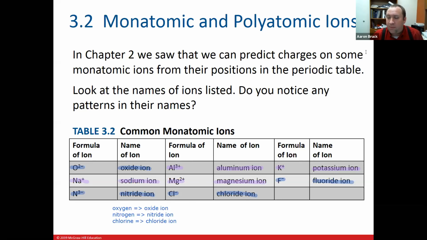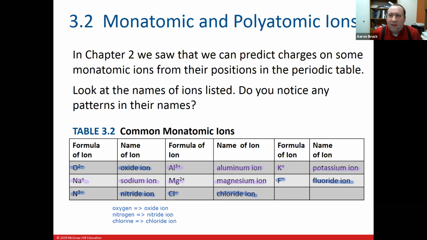And so for monatomic ions, that's all that it is. We have an element, and we are turning that element into an ion. If the element is positively charged, all that we have to do is tack on that ion at the end of it. If it is negatively charged, we have to do something extra. We have to fix the ending to IDE and tack on that ion at the end.